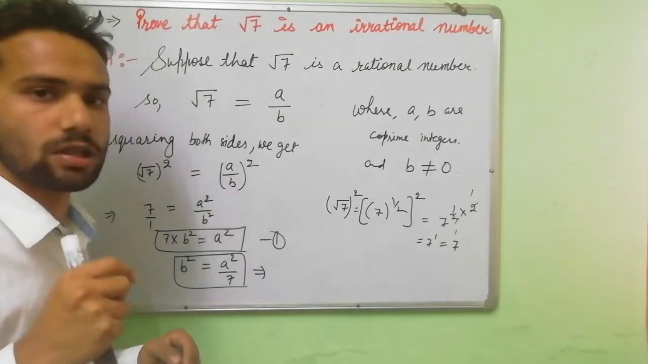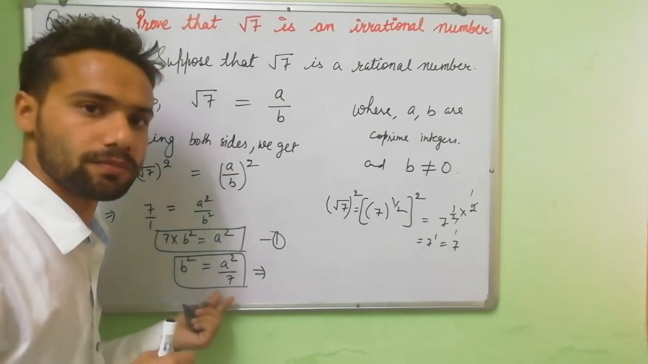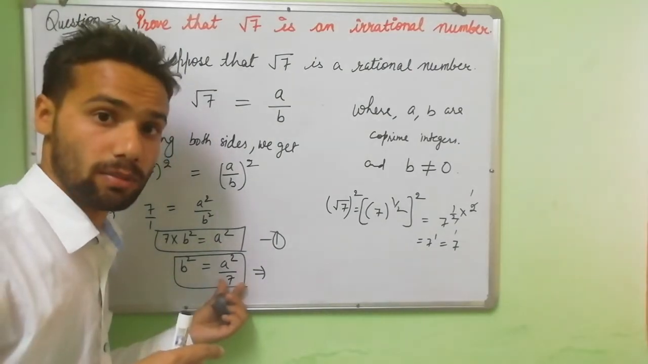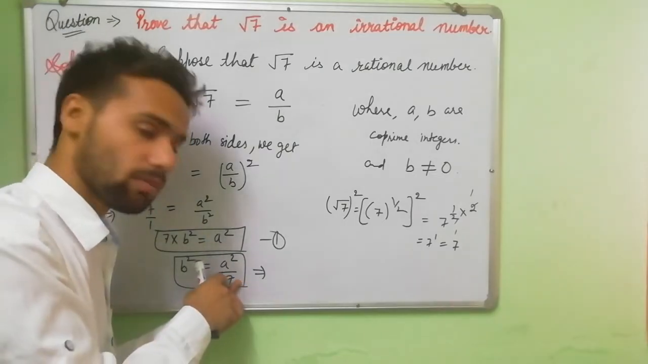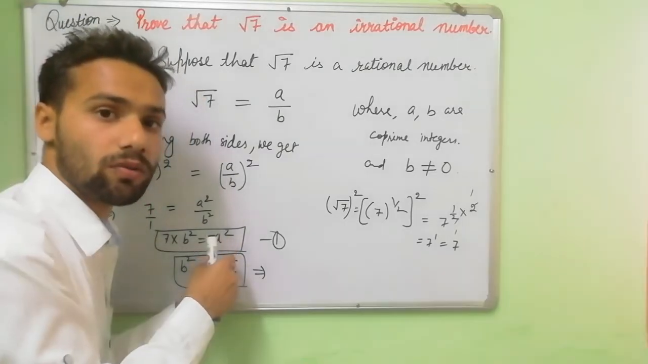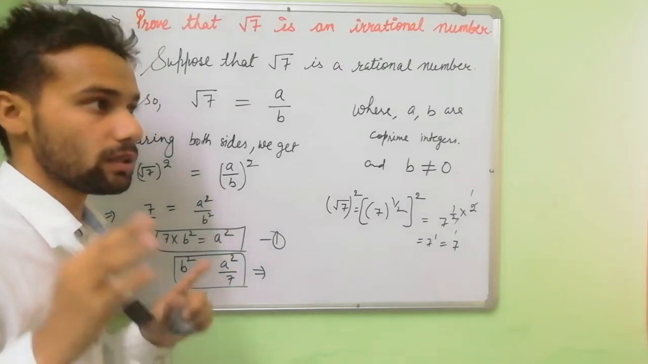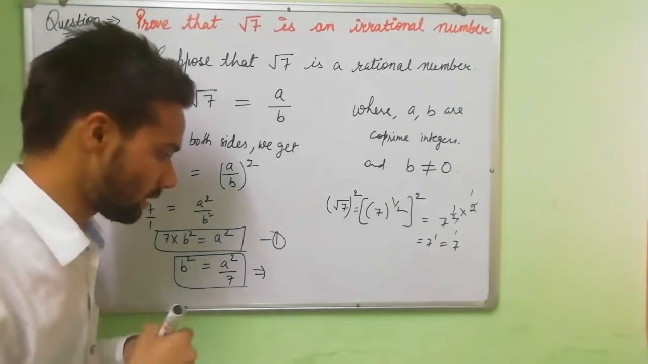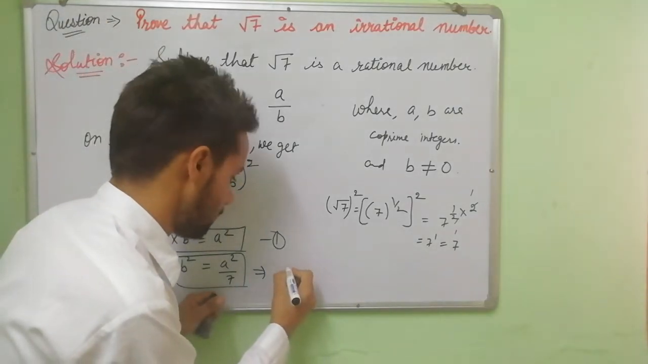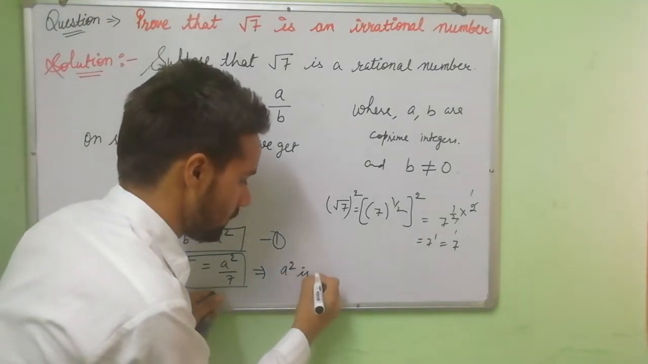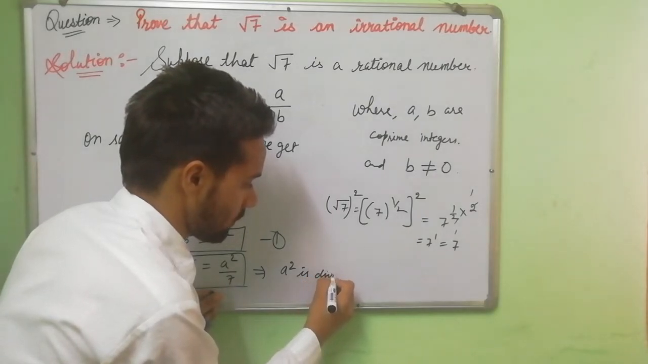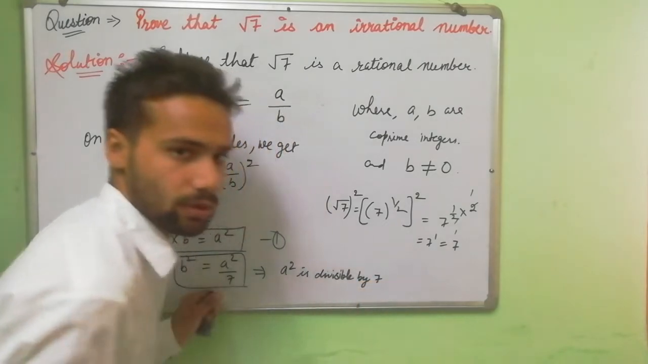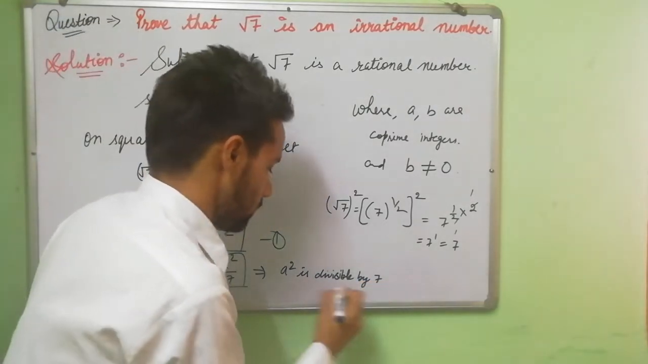So in your book there is a theorem: if any prime number divides the square of any other number, then it must divide the base of that number. That means I want to write here that a square is divisible by 7.